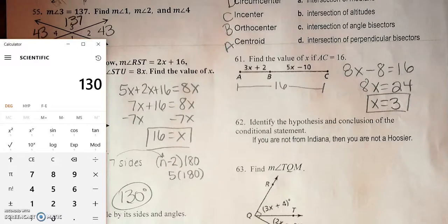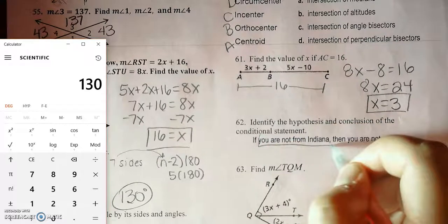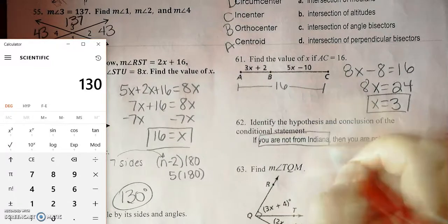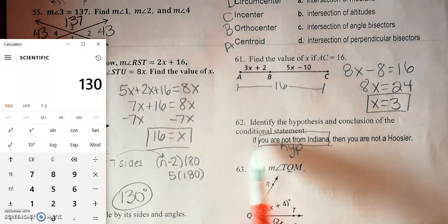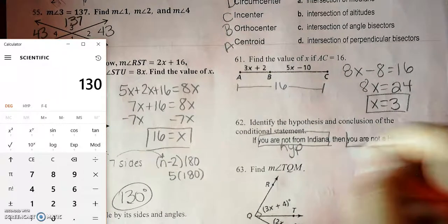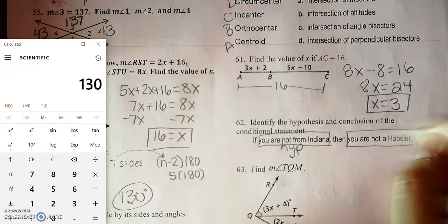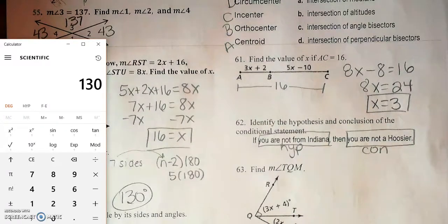62, identify the hypothesis and conclusion of the conditional statement. So the hypothesis is after if and up to your comma here. So if you're not from Indiana, the hypothesis would be you are not from Indiana. The conclusion is what follows the then. It says then you are not a Hoosier. That would be the conclusion right there, that you are not a Hoosier. So hypothesis, you are not from Indiana. Conclusion, you are not a Hoosier.